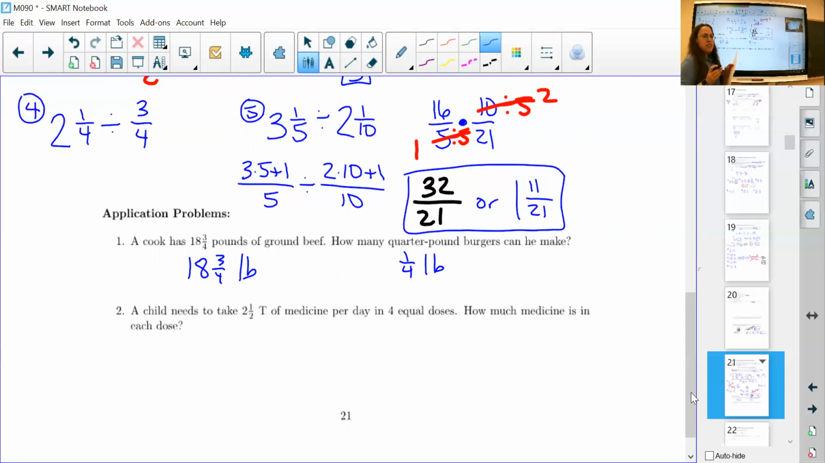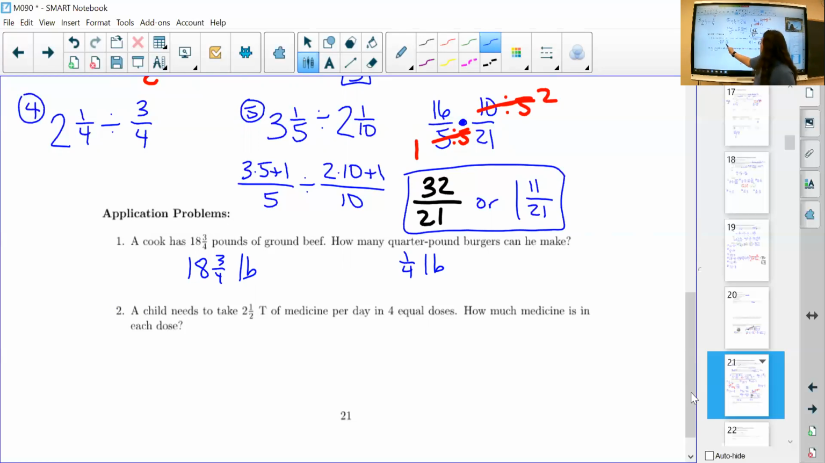Now I'm setting aside groups of 1/4. I'm putting this into piles of 1/4. And I want to know how many piles I have. That's division. Which makes sense. We're doing the division topic. So we're going to take 18 3/4 divided by 1/4. If we did it the wrong way, if we did it 1/4 divided by 18 3/4, we would get a weird fraction and we'd say, wait a second, that doesn't make any sense. As you do it, you should get a nice number.